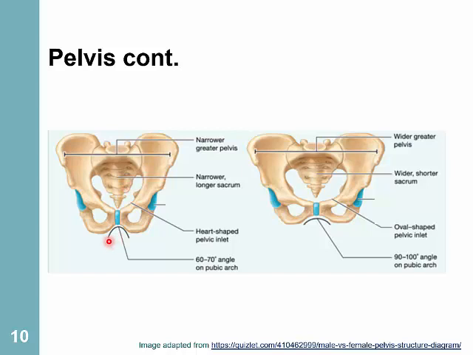And we also have the subpubic arch, which is right at the bottom there. And you can see in a male that the angle of that arch is smaller. So typically between 60 and 70 degrees versus on a female where it's between 90 and greater, up to 100 degrees. This part right in the middle here that's in blue on both of these pelvises is what's called the pubic symphysis. And that's a great area to look at for age as well. So we'll talk about that again in a little while.